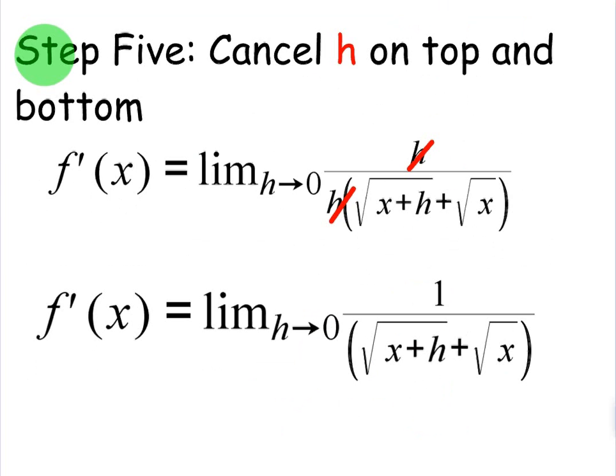That leads us to the next step, which is cancel an h on the top and bottom. So now these h's cancel, and you end up with a 1 on the top. And now, just like with the previous proof for x squared, we can now plug in 0 for h, and we won't get a 0 on the bottom.